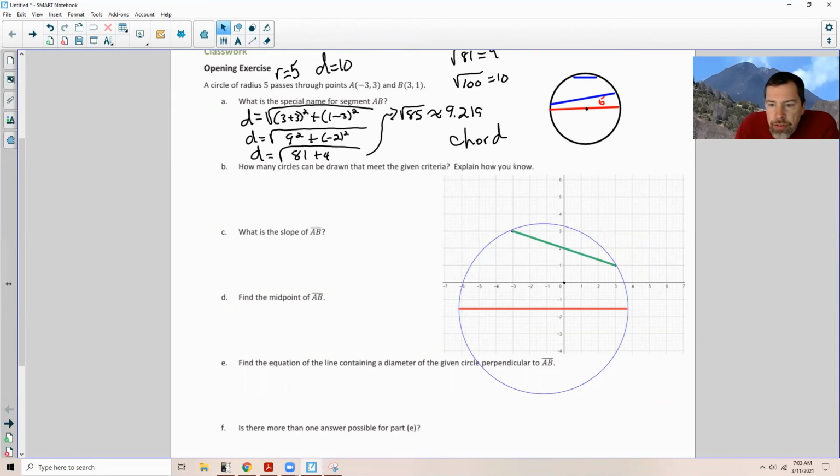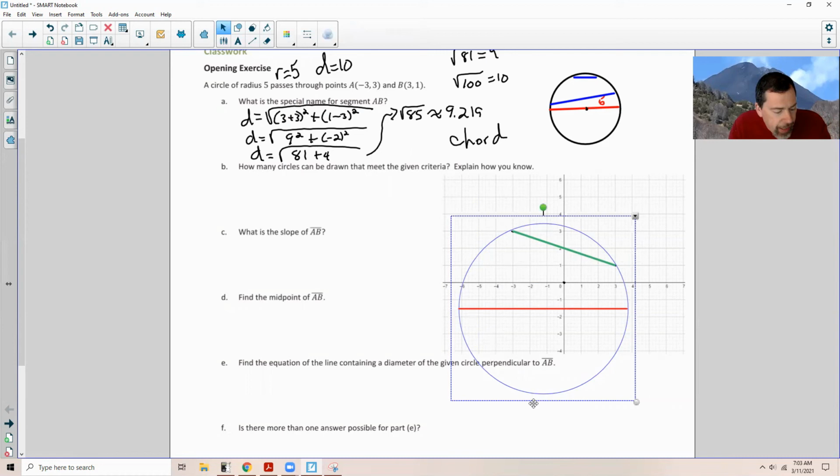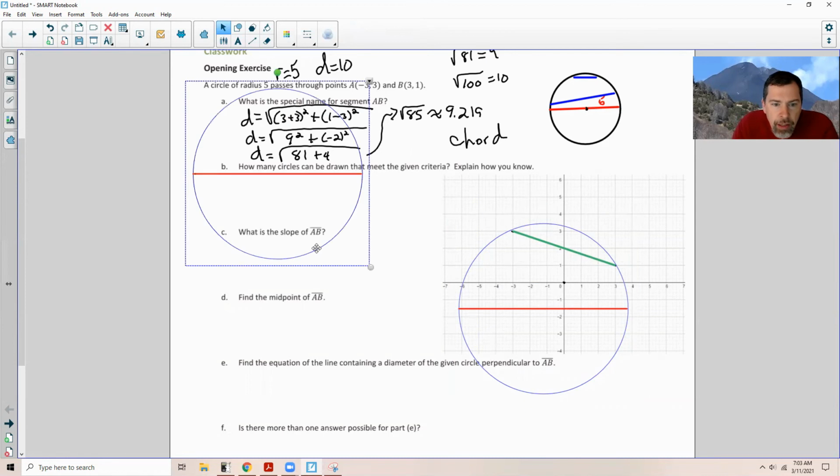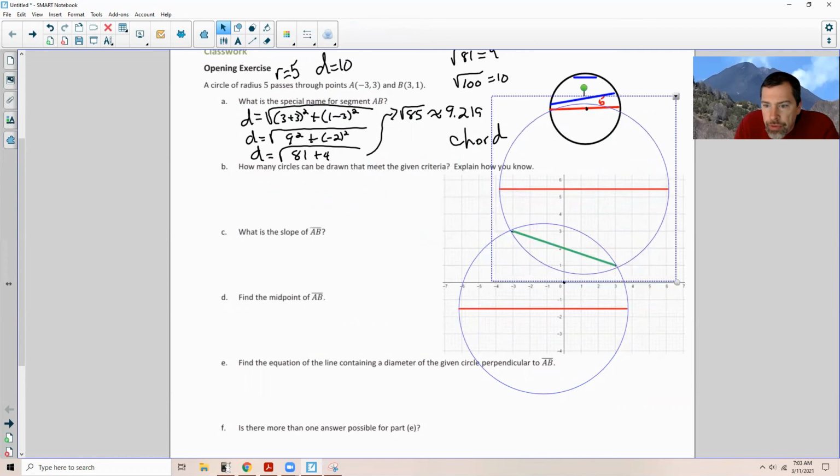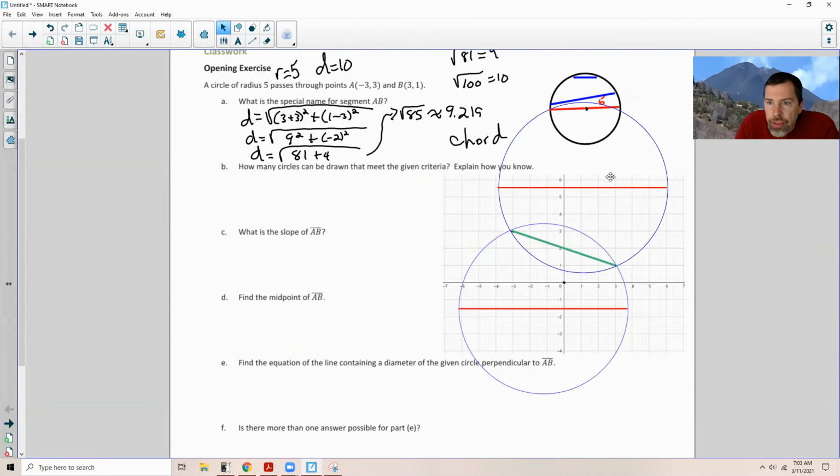Well, where else can this circle go? So there's one circle. If I copy it and move it somewhere else, can I move it somewhere else? Well, I could move it down here so that the circle touches at 2 places right there. So there it is, and that is the answer to this problem. Only these 2 circles.